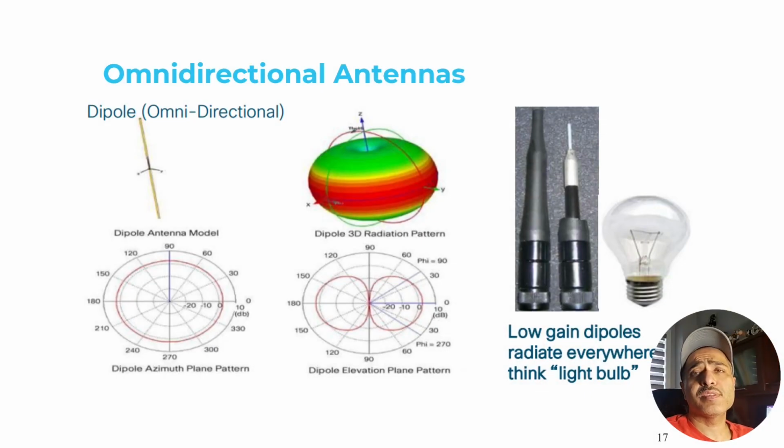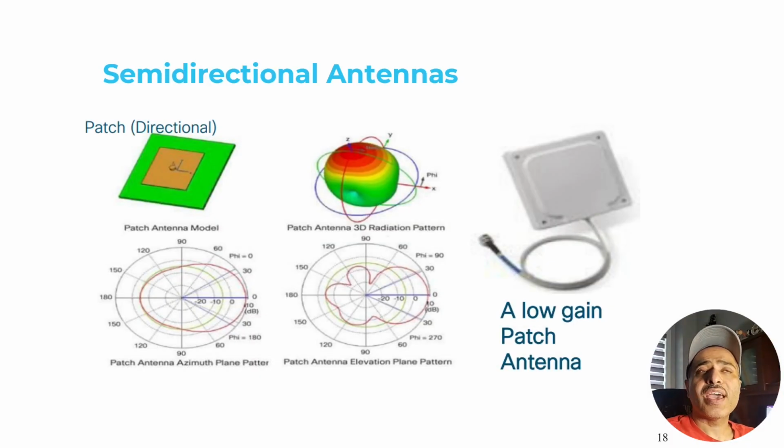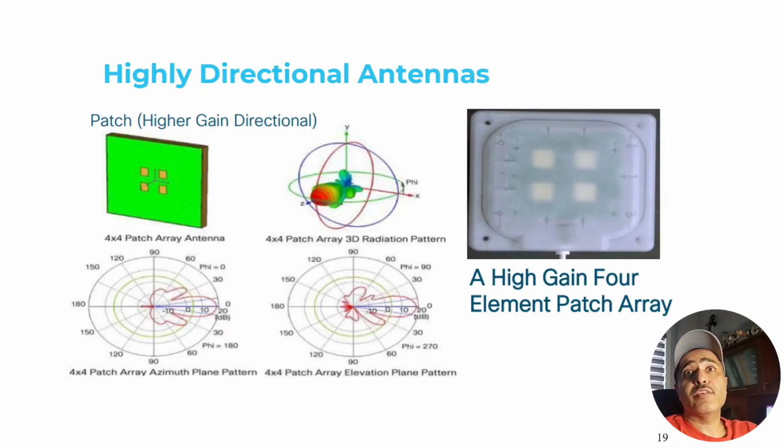Omni, the best way to explain is to look at a light bulb. As I go into a room, I turn it on, the light goes everywhere. The whole room is lit up at this point. That's the easiest way to imagine this. If I'm looking at a patch antenna, which is again focused more in a certain area, think of a flashlight there, and highly directional, maybe the laser beam. That's probably another good way of looking at it, right?